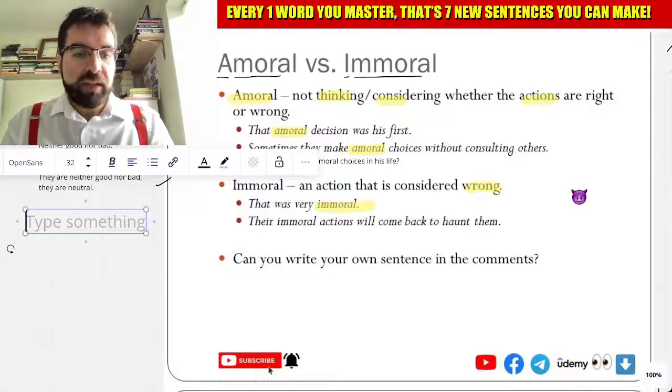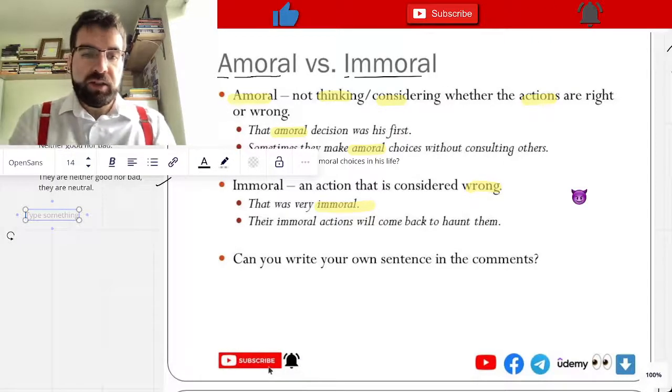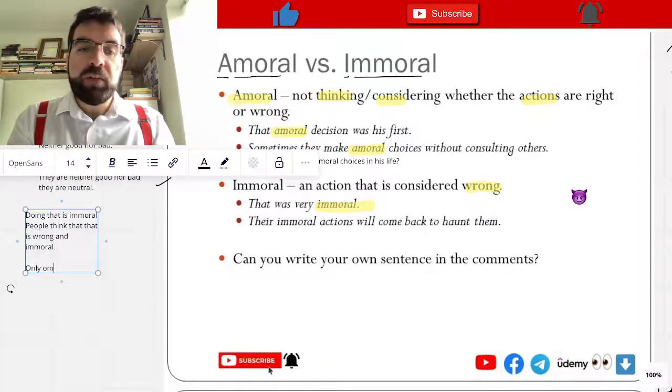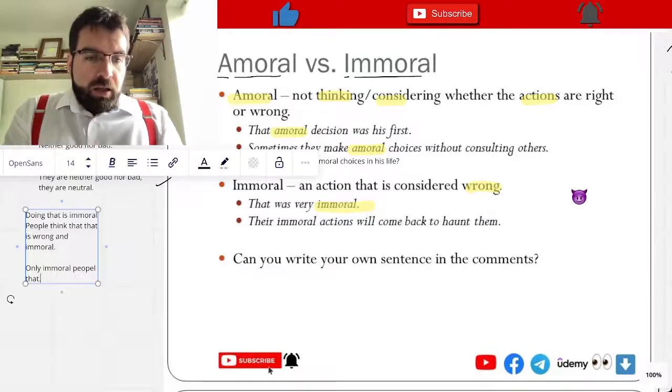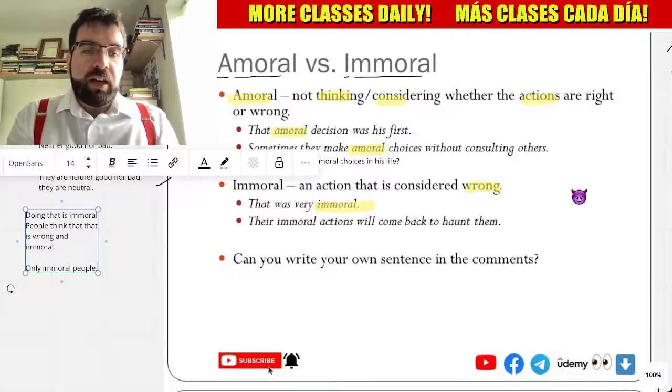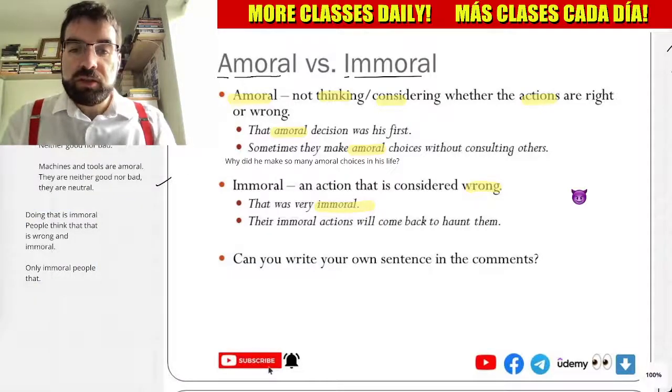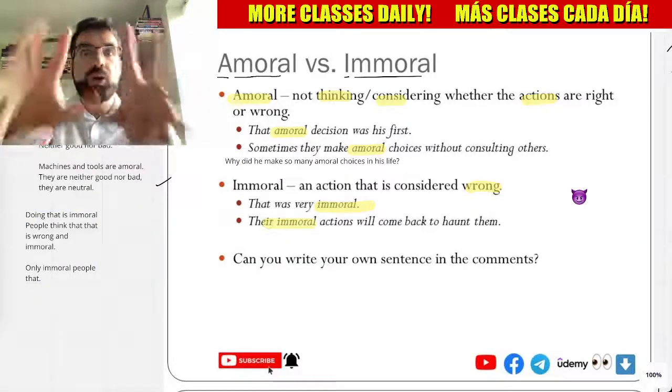Doing that is immoral. People think that is wrong and immoral. Only immoral people do that. So their immoral actions will come back to haunt them.